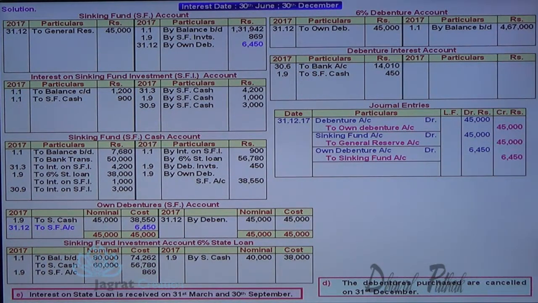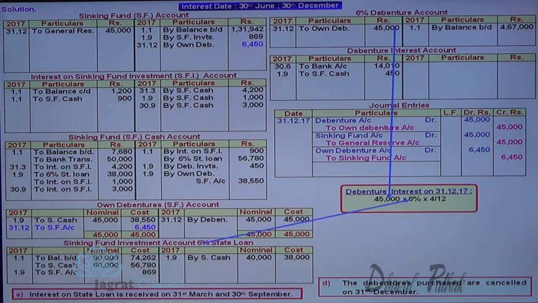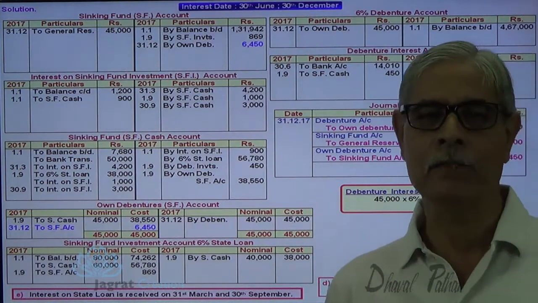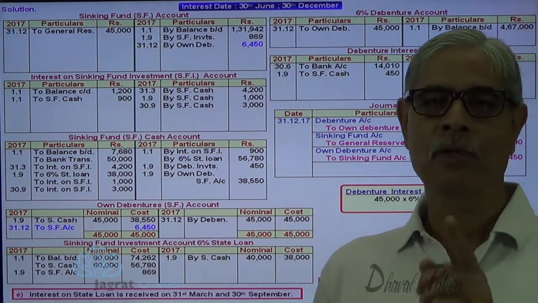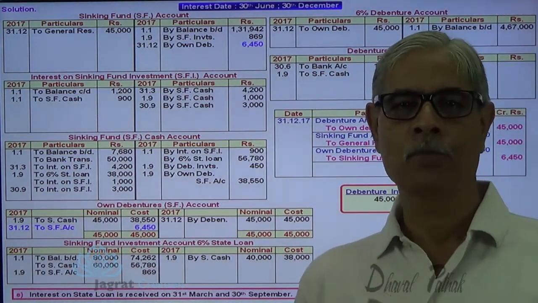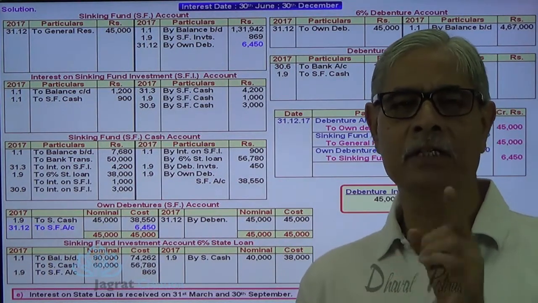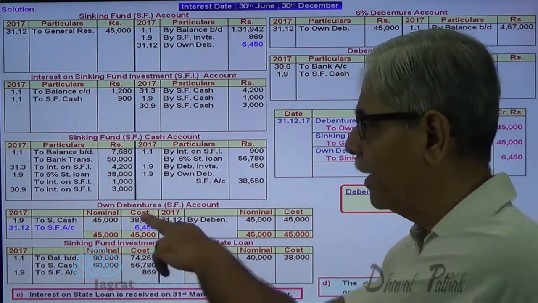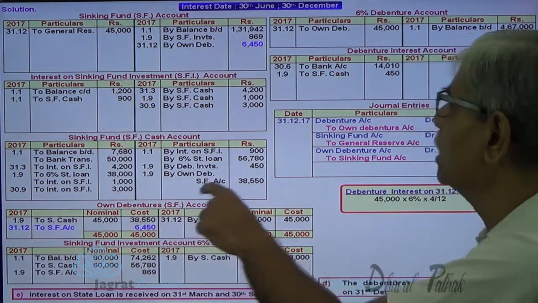Now, the cancellation part is done. Now, we are required to pay interest on debentures. So, 45,000 into 6% into 4 months. For interest on own debentures, you have to write the adjustment entry on interest on own debenture till the date of cancellation. When these debentures were purchased, 2 months interest was paid.